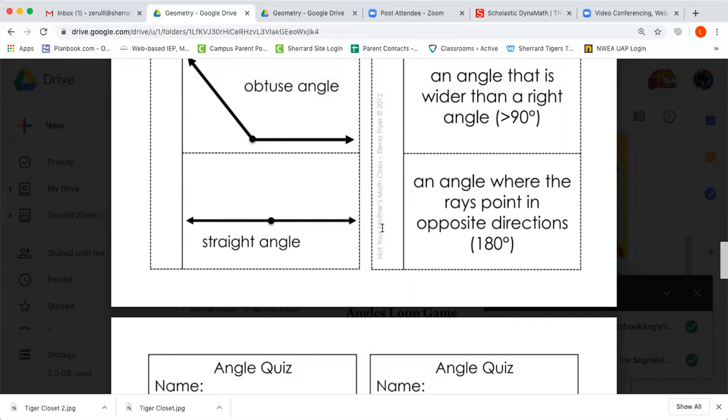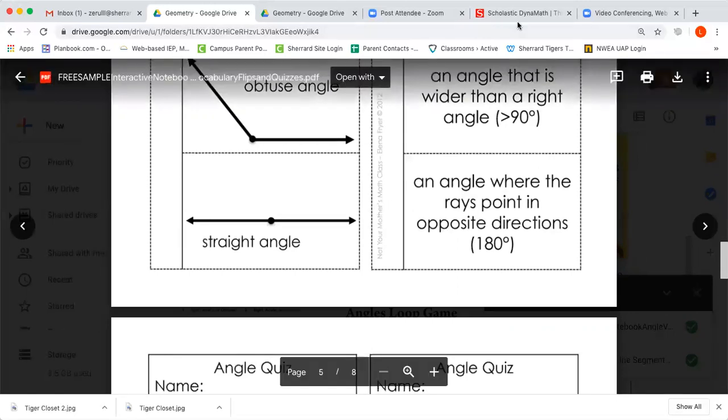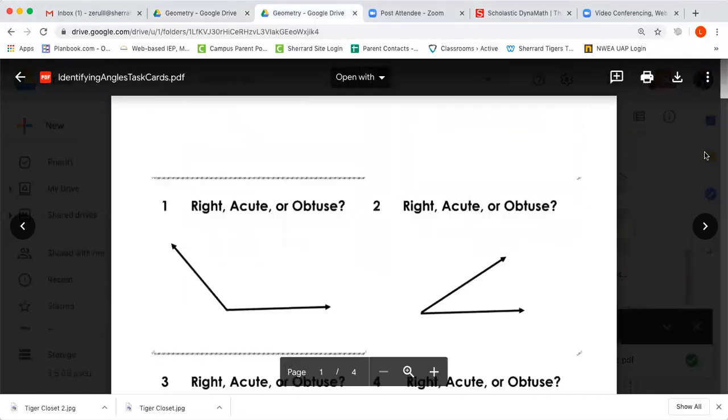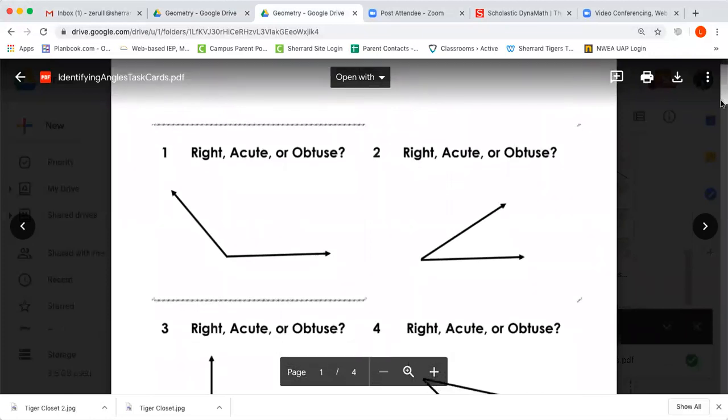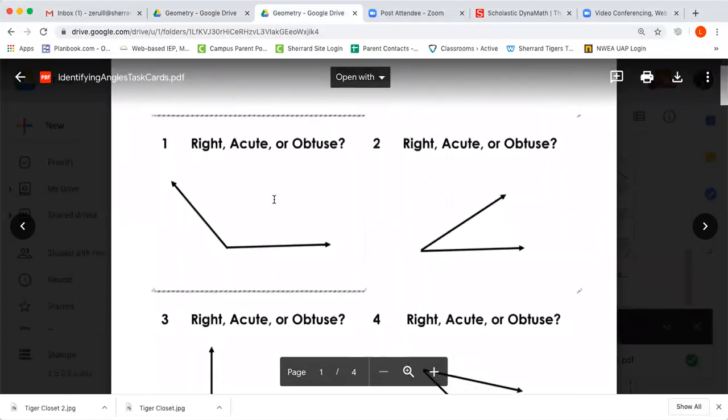Okay, so for your assignment that goes with this, really all you're going to be doing is just labeling the angles. So I'm going to go, where am I at? This one. Okay, so this is your assignment.